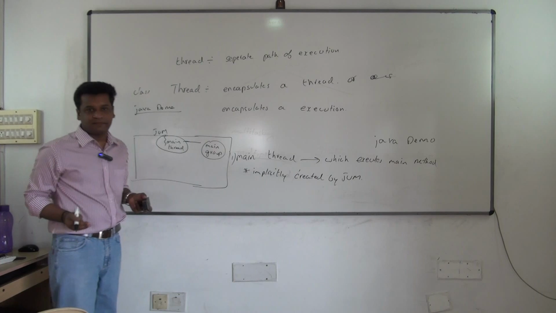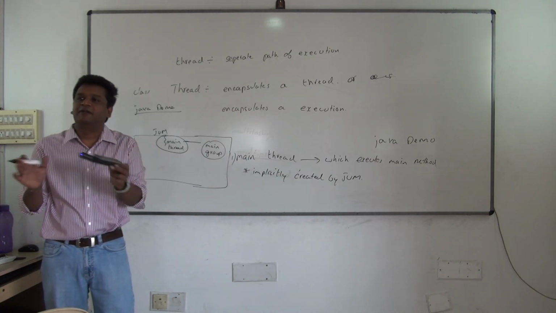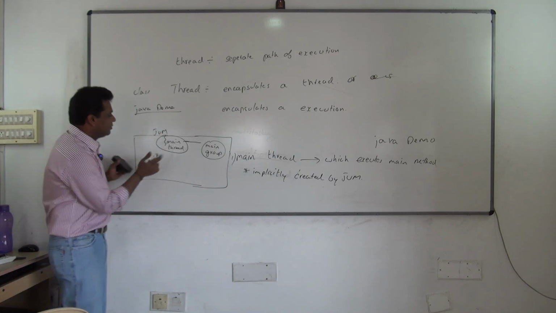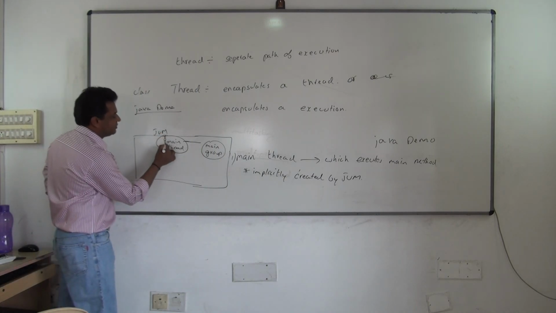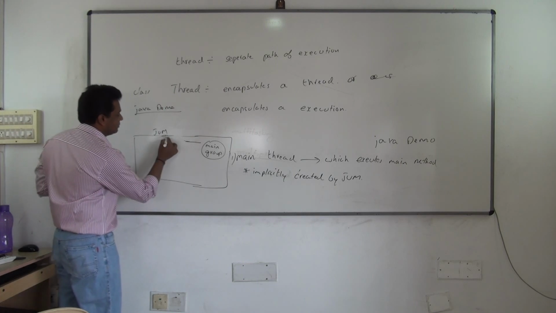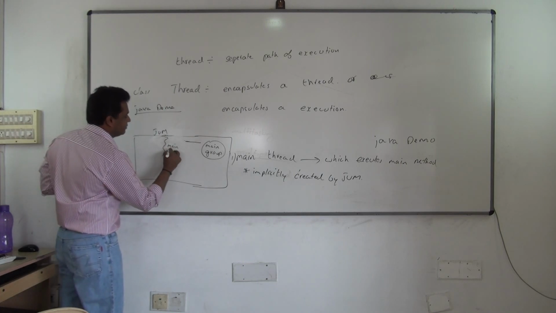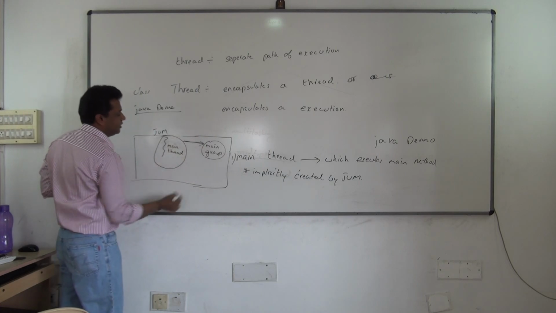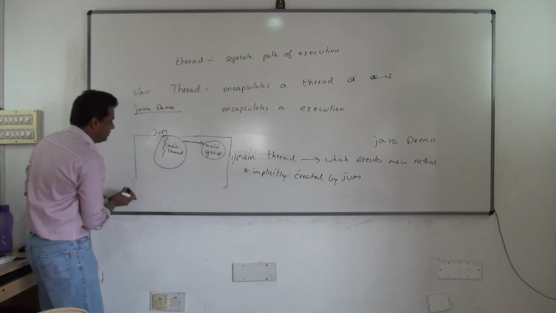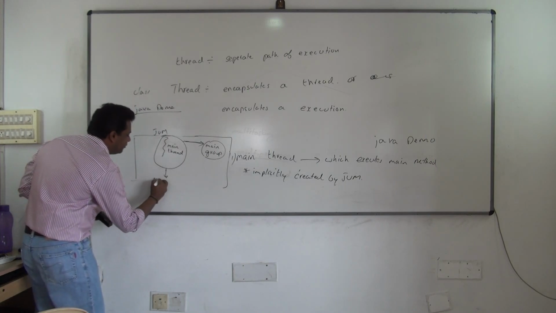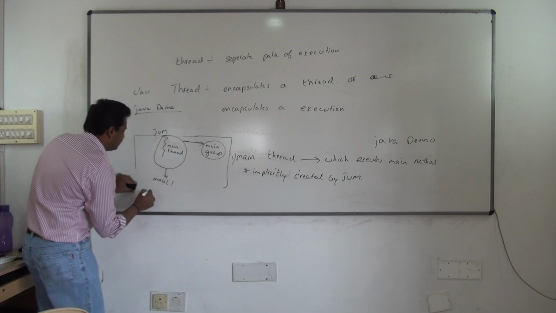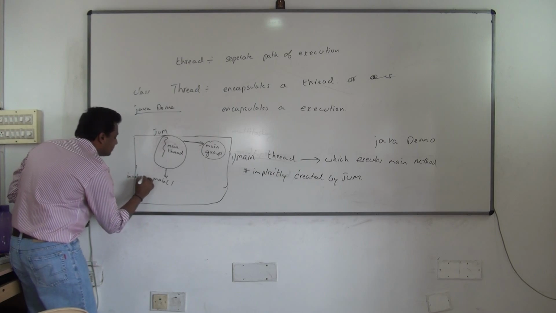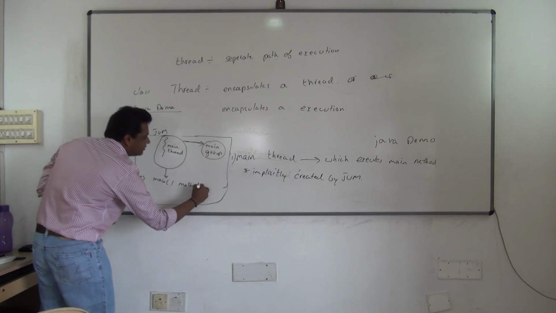You can group your threads. After creating a thread, you can put this thread in one group, that thread in another group. But this is what the JVM is doing. As soon as you say java Demo, one separate execution starts off. See, this is the execution. And the separate path of execution has been put into what? The main group. And this main thread is responsible to invoke what? The main method. It invokes the main method.